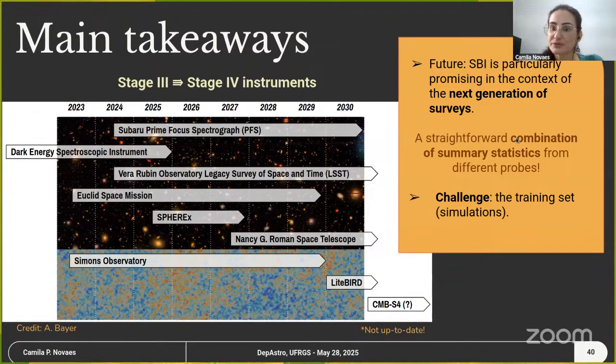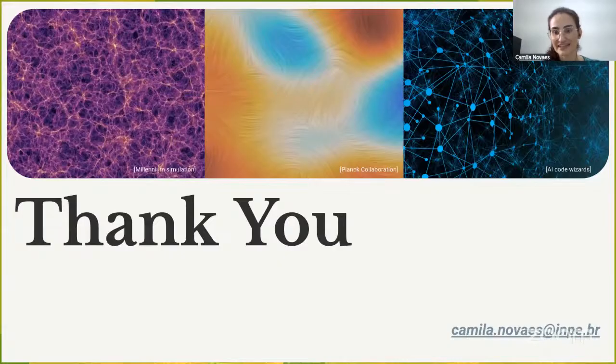And it would be an easier way to combine summary statistics, not only from the same probe, but from different probes, for example. But we have to be realistic because it's not that easy, because we need simulations, and we need the simulations to be good enough so that our pipeline, our method, is trained efficiently, because without simulations, there is no simulation-based inference. And I will finish here. Thank you.